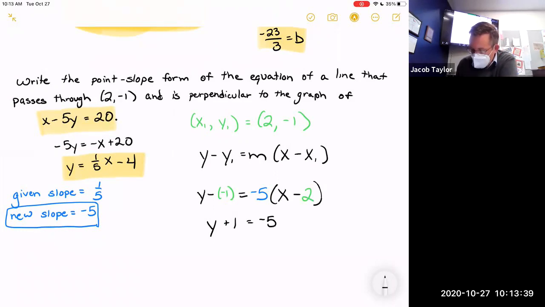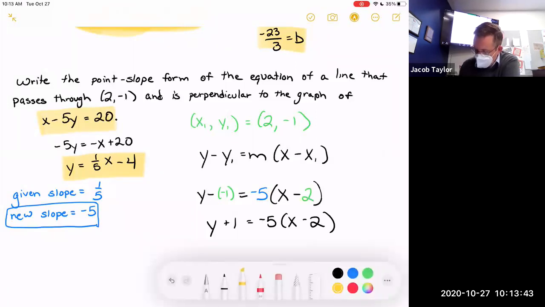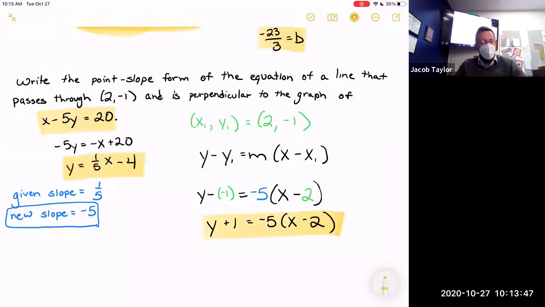If this problem asks me to write it into slope intercept form, I would obviously have a little bit more work to do, but it didn't. It said point slope. I'm gonna leave it just like that. Point slope. And that's the way. I like it.